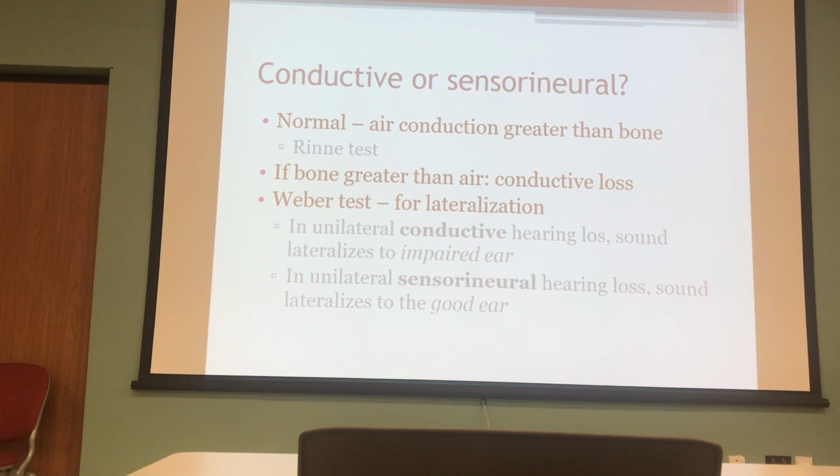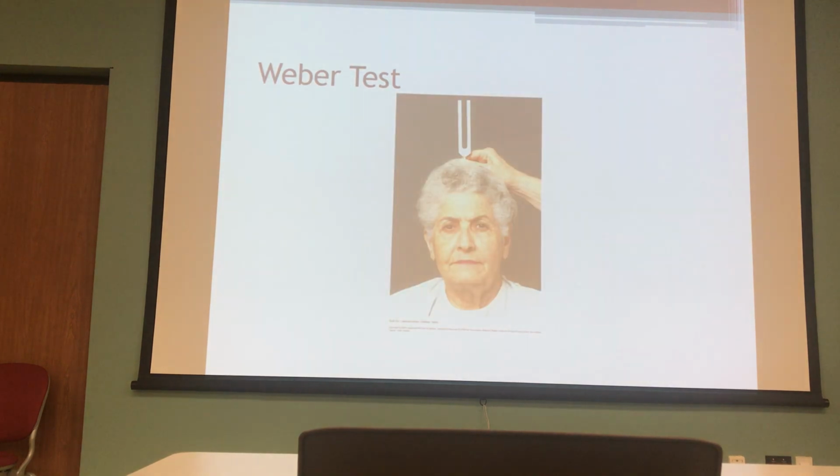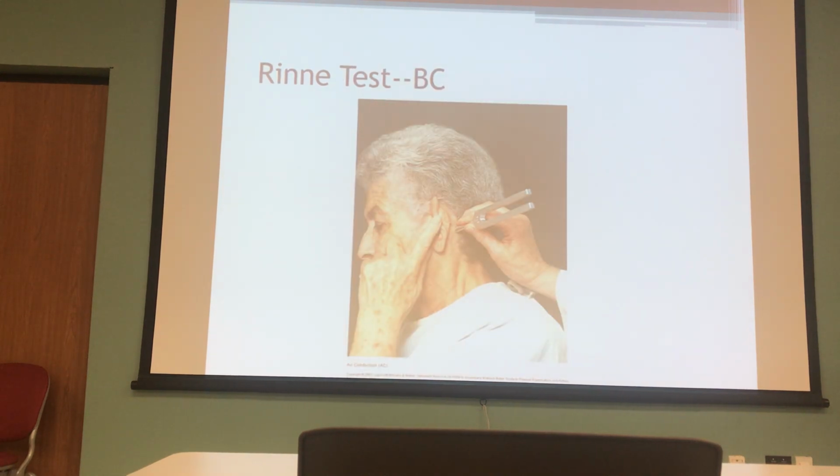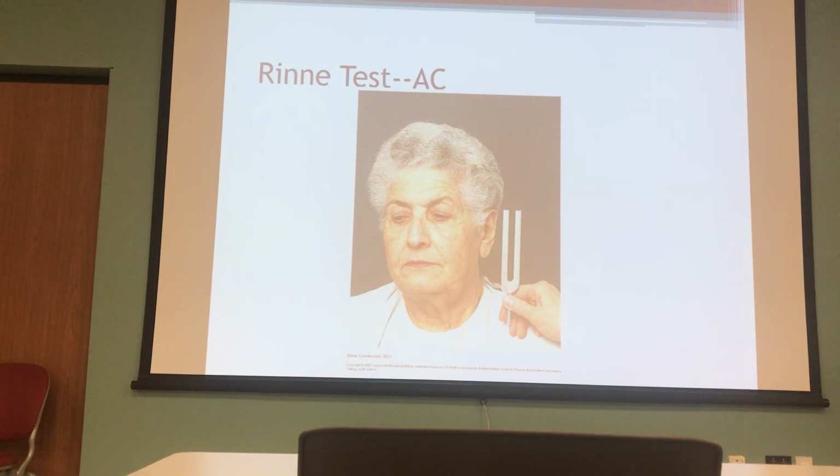I'm smarter now. Okay, Weber, lateralization of the unilateral conductive hearing loss, sound lateralizes to the impaired ear. In unilateral sensorineural hearing loss, sound lateralizes to the good ear. Weber, put it in the middle: conductive hearing loss, ipsilateral side, hearing deficit; sensorineural, good ear. Rinne, bone conduction should be less than ear conduction. Ear conduction should be twice as long as bone conduction. Okay?